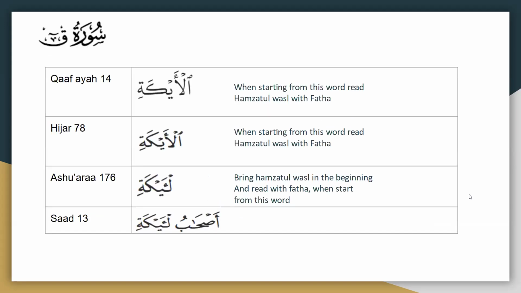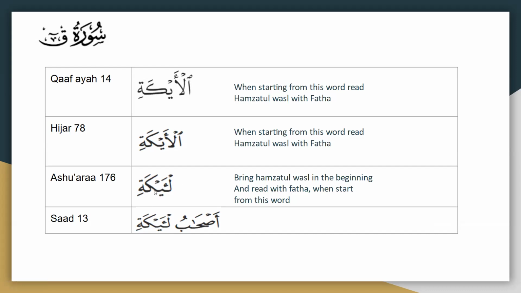In Surah Qaf, we have the word al-aikati. The same word with the same meaning is used in Surah Hijr, ayah number 78, al-aikati. There's another place, two places in fact, in Surah Ash-Shu'ara, ayah 176, and Surah Sad, ayah number 13. The word is written without Hamzatul Wasl in the beginning, as you can see here, and here as well. So when you're doing an ibtida, when you're starting from this word, you will be reading Hamzatul Wasl with a fatha. Normally we give a fatha to the Hamzatul Wasl. Al-aikati, al-aikati. Here there is Hamzatul Wasl missing. Therefore we need to bring in the Hamzatul Wasl to read this word.